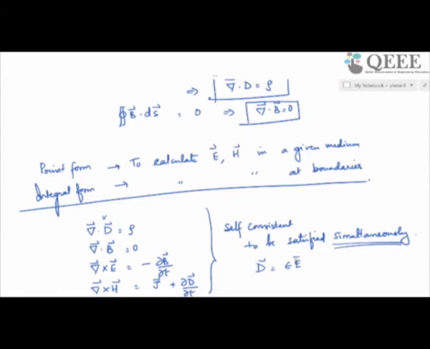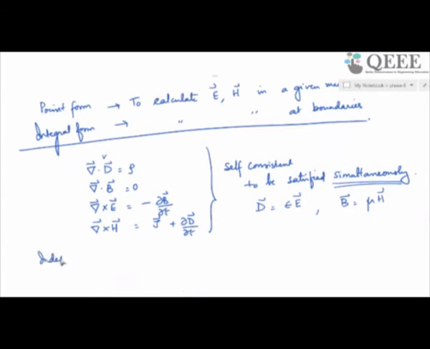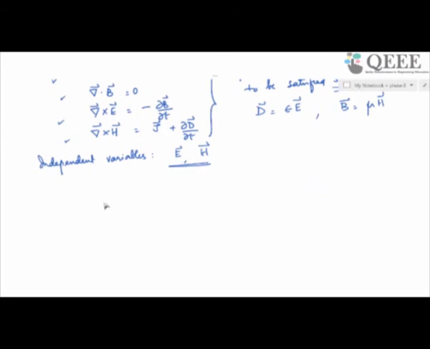So, in a way, I have 2 variables, because I know D is equal to epsilon E. So, D and E are not independent variables, and I know B is equal to mu H, which means that B and H are not independent variables. So, the independent variables in the system are actually either E or D, and B or H. And I have 4 equations and 2 variables, which means that I can definitely eliminate and find out what is E or H. So, that is what I am going to do next.